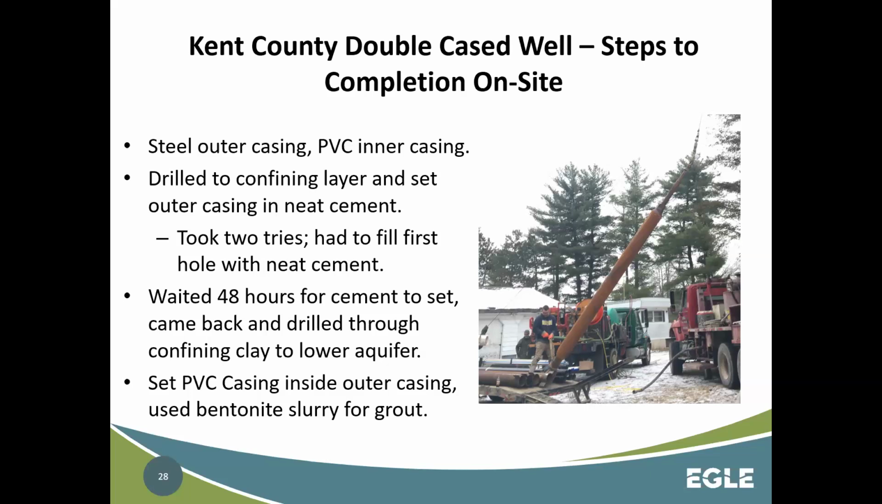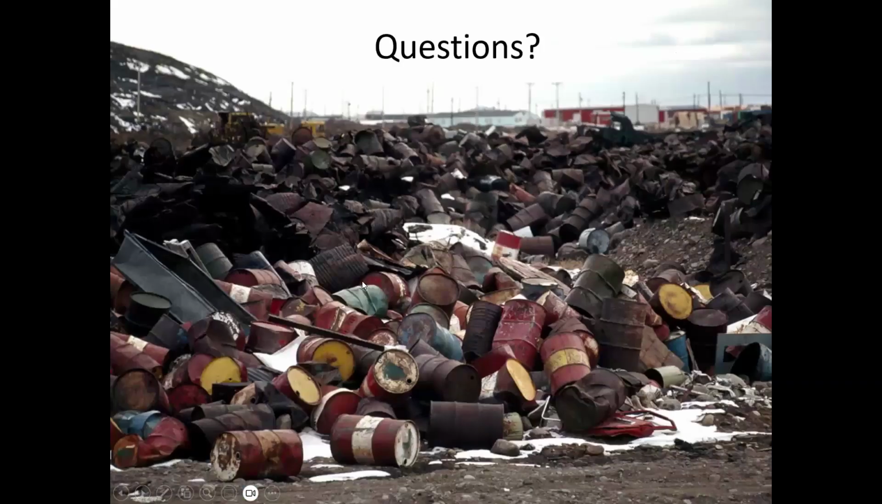We drilled a confining layer, which we knew how deep it was based on well records and the geologic survey. But it still took 2 tries. You know how geology works. Just because it seems like there's a consistent clay layer doesn't mean that that's always the case. So we accidentally drilled through it and had to fill the foot in diameter hole that was 100 feet deep with neat cement and come back and try again later. But the second time we were able to do it, waited 48 hours for the cement to set, and then drilled the PVC through, and it turned out to be a success.